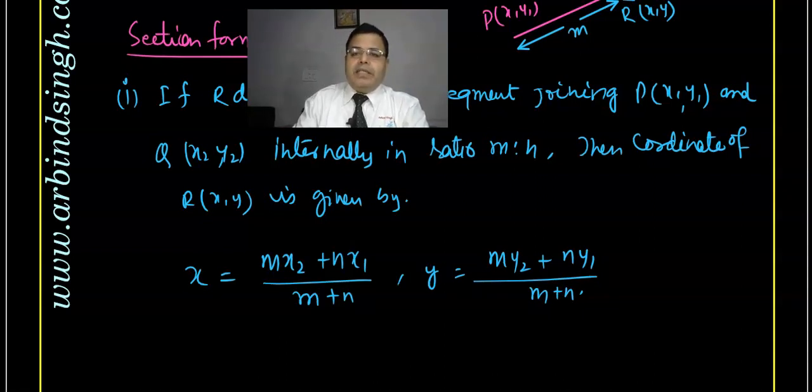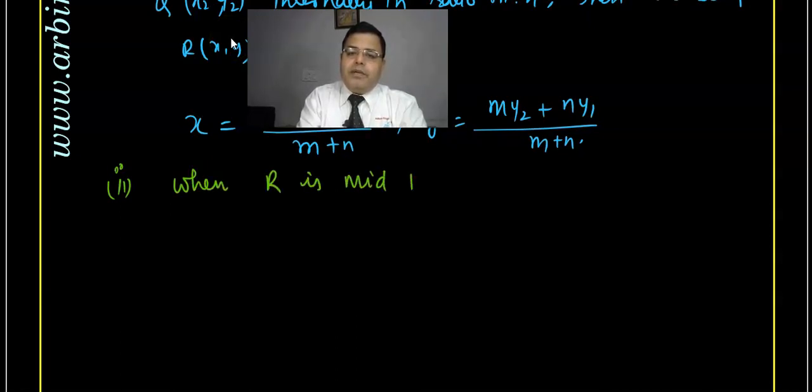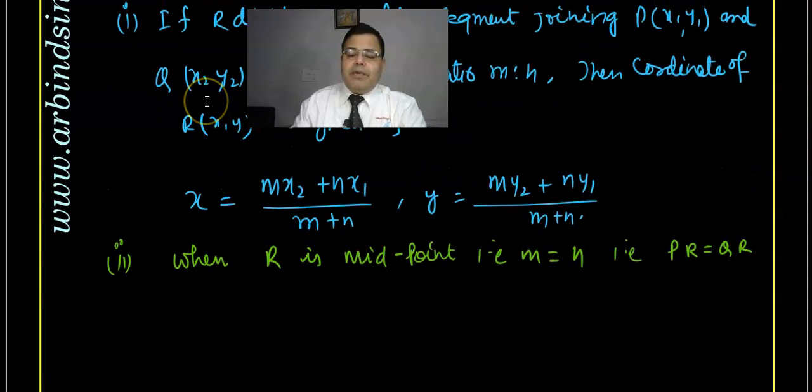Now when R is an external point, R divides PQ externally, that is case 2. First, when R is the midpoint, it means the lengths m and n are equal, that is, R is equidistant from P and Q, right? Now in that case, if you put m and n equal here, then what will happen?